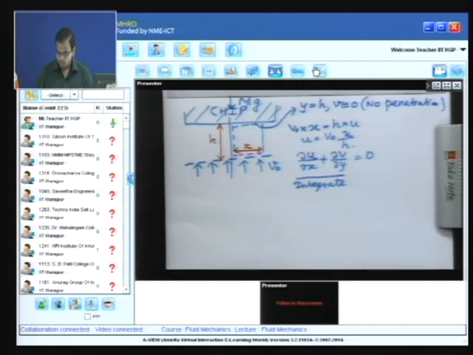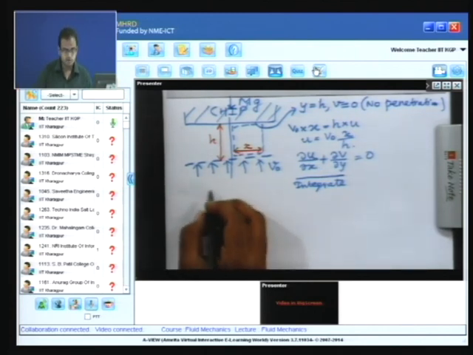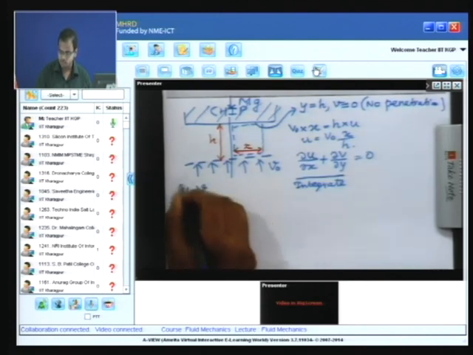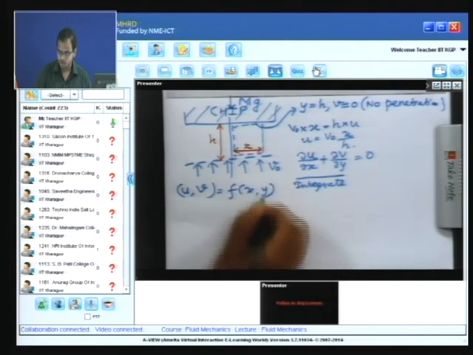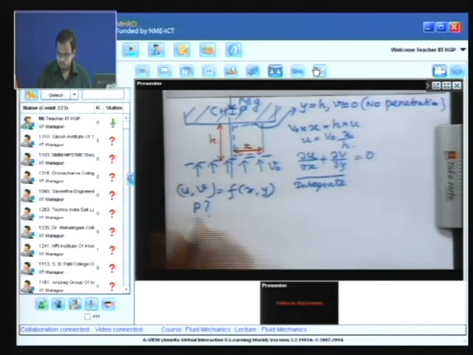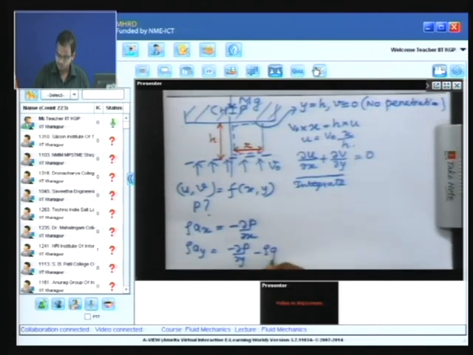Now, we will use Euler's equations to evaluate the pressure field. So, we have obtained u and v as a function of x and y. Now, we need to find out what p is. So, rho into Ax is equal to minus del p del x, rho into Ay is equal to minus del p del y minus rho times g.